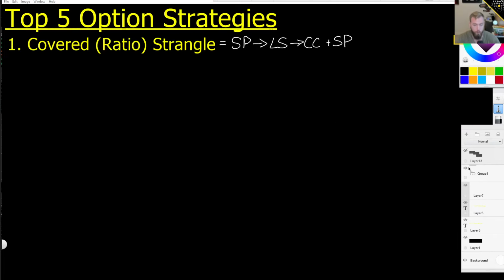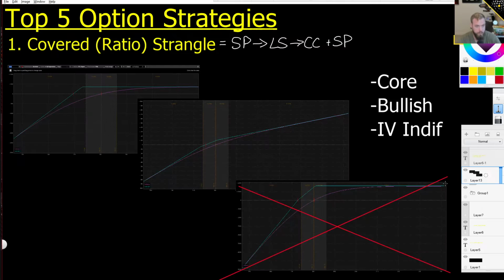Let's talk about some strategies. So first, I'm going to get my stupid face out the way, and we're going to talk about the first one, which is probably not surprising to anybody here, the covered ratio strangle. You're going to see this term ratio multiple times throughout this, and it's because I purposefully use ratios to create different risk to reward profiles. And this is what I'm talking about.